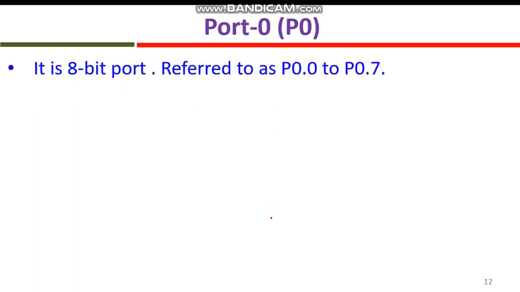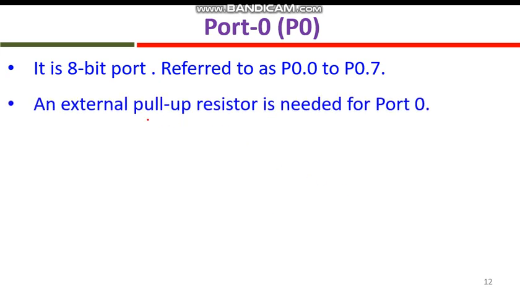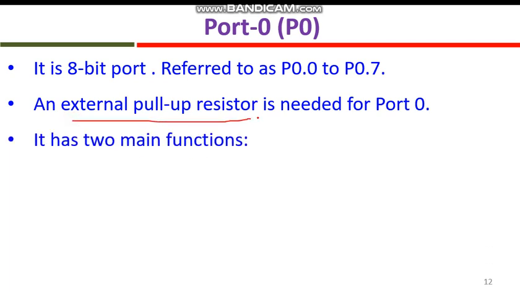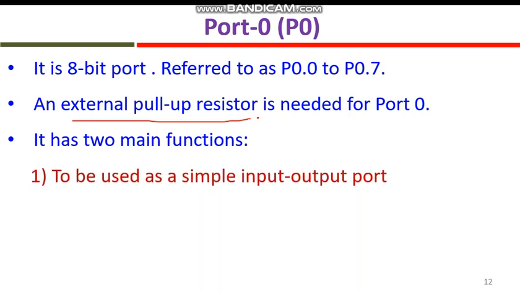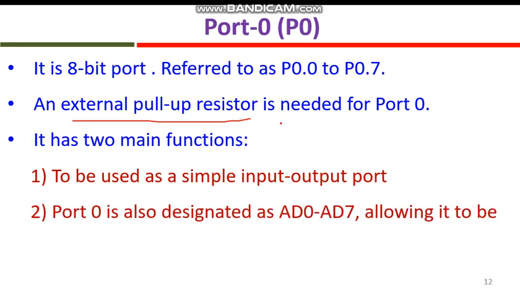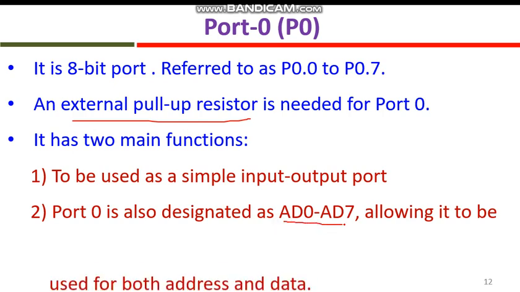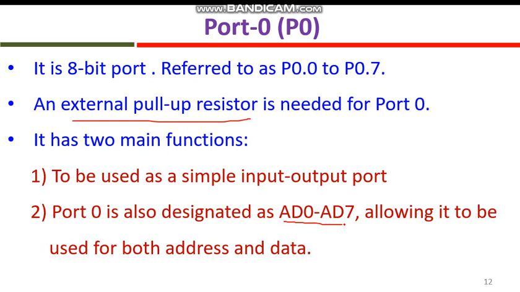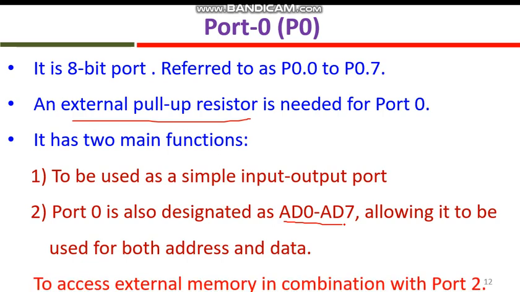Port 0 is referred to as P0.0 to P0.7. It requires an external pull up resistor. It has 2 functions. One can be used as a simple input output port, and port 0 is also designated as AD0 to AD7, so it can be used as A0 to A7, that is address, or D0 to D7, that is data lines. And you can use this port 0 along with port 2.